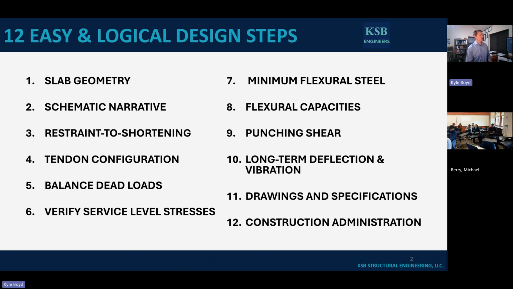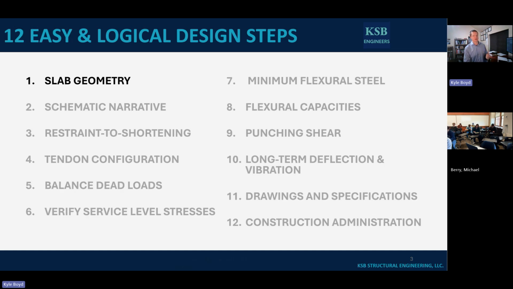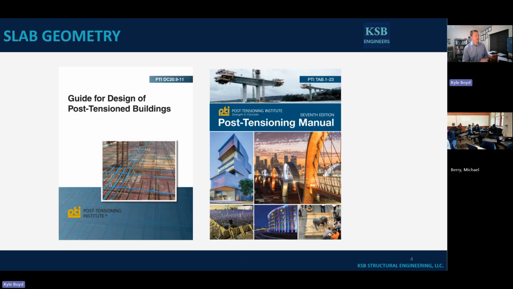All right, very first thing, you have slab geometry. We need to figure out what the slab geometry and slab shapes are. We talked about this some already, but where do you go? There are two really good manuals out there that I'd recommend, if you get into this, that your offices have. One is the Good Guide for Design of Post-Tension Buildings, and the other is the Post-Tensioning Manual. These are both supplied by PTI, the Post-Tensioning Institute, which is recognized as the technical body of knowledge for post-tensioning.